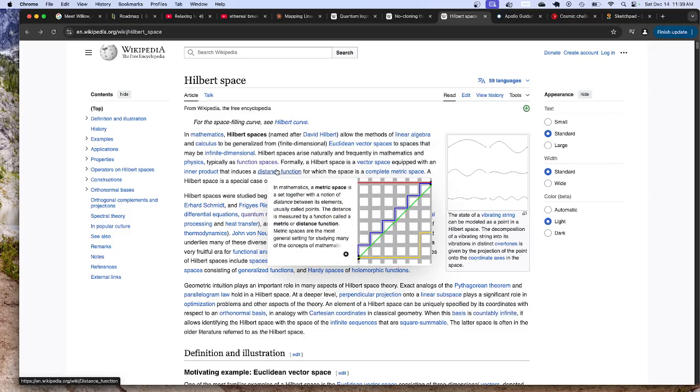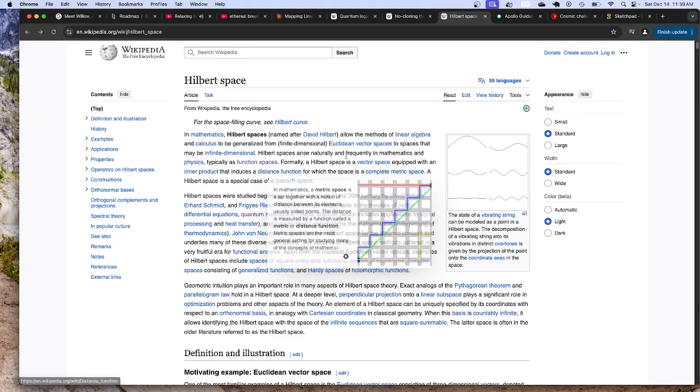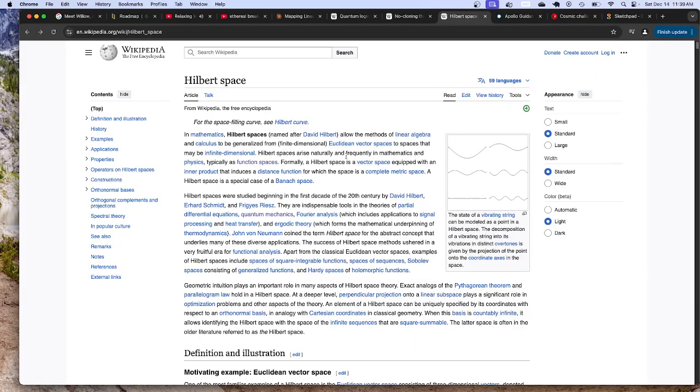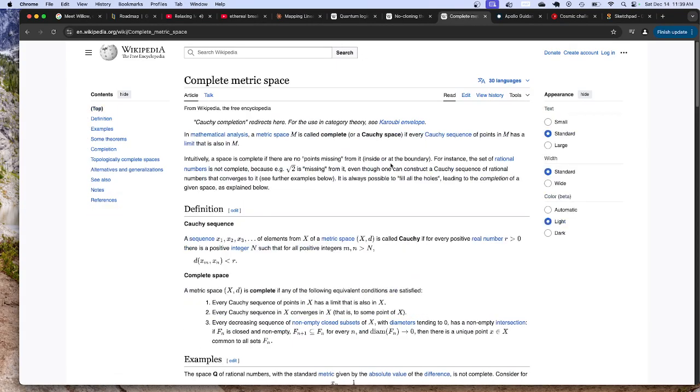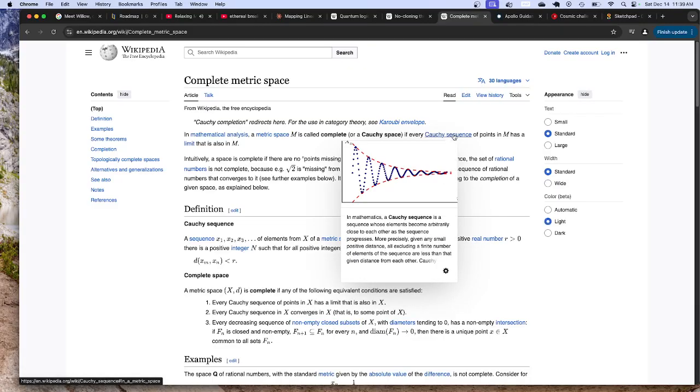Okay. A metric space is a set together with a notion of distance between its elements. Okay, for which the space is a complete metric space. A metric space is called complete if every Cauchy sequence of points in M has a limit that is also in M. A Cauchy sequence is a sequence whose elements become arbitrarily close to each other as the sequence progresses. More precisely, given any small positive distance, all but a finite number of elements of the sequence are less than that distance apart.